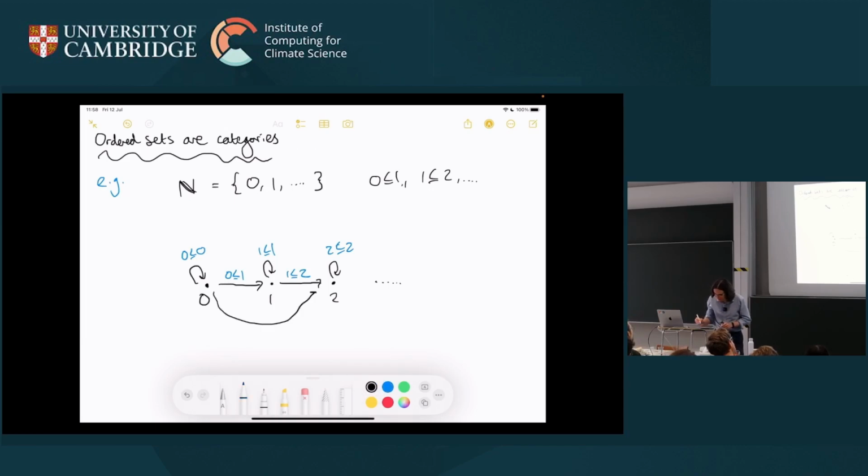So we get all of these morphisms in between. And of course, there's an infinite number of those. We get all of these other ones going like this. So the transitivity gives us the composition. Reflexivity gives us the identities. So this works for any ordered set where the ordering is reflexive and transitive.